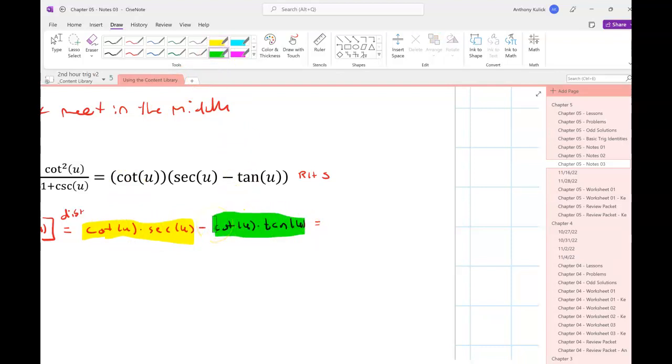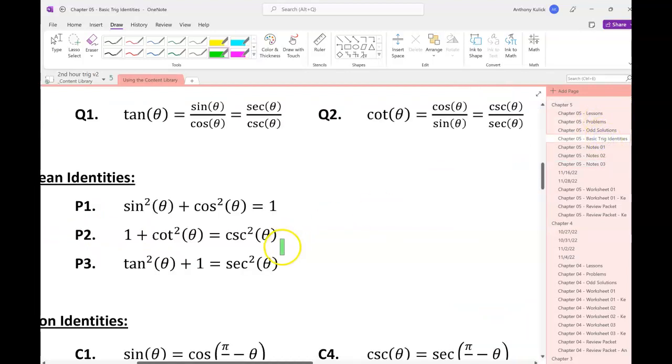I'm going to look at them separately. The fact that cotangent is involved in each of them makes me feel like I want to be looking at the cotangent part more than the secant part or the tangent part. So if I look first at cotangent times secant, I'm going to look for an identity that relates cotangent to secant. Oh, look at that. Cotangent is cosecant over secant. Well, that seems like a pretty good deal. Let's use that.